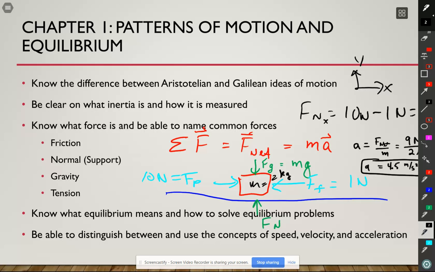So we had Newton's three laws that are really important. You're certainly going to have at least a question on each one of those. Equilibrium means equal forces. If something's in equilibrium, it has equal forces pushing on it, so the net force is 0.